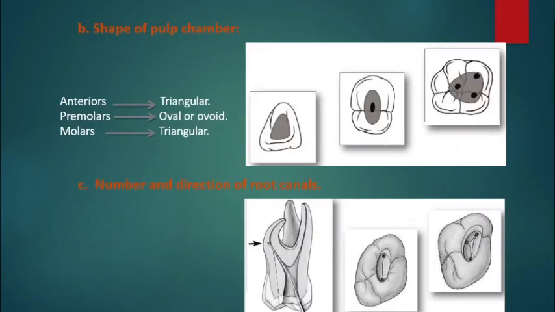So here, as we can see, the shape of different teeth. Anterior will be triangular, premolar will be oval or ovoid, molars will be triangular or trapezoidal in case of upper molar. And we can see how every tooth will have a different number or curvature of roots. Molars will have more roots when we compare them to the anterior, for example.